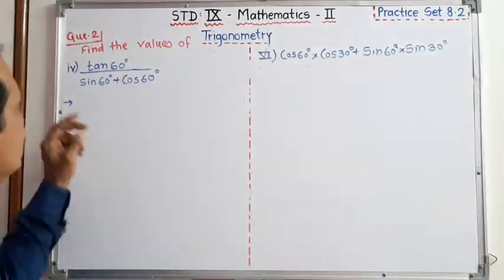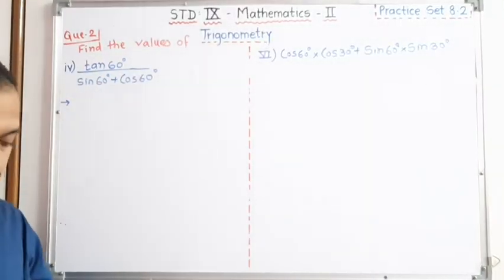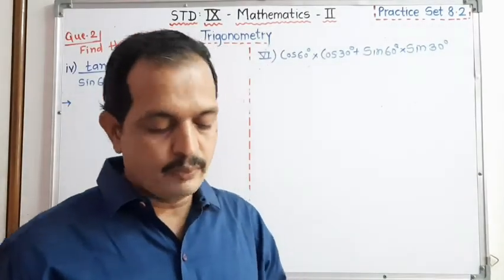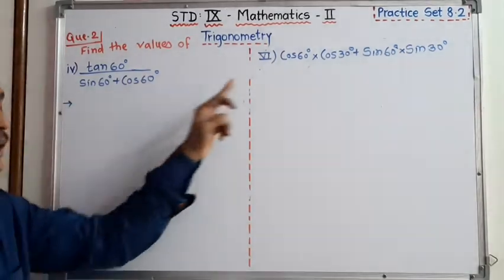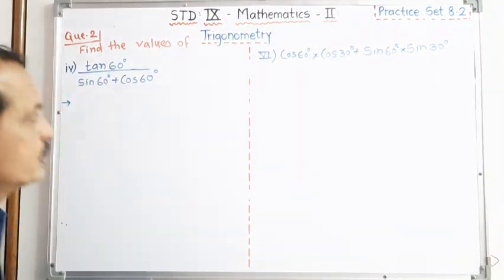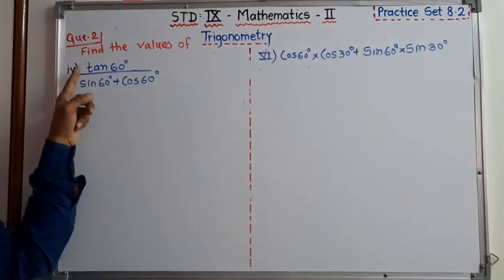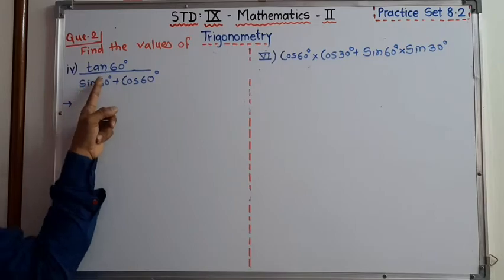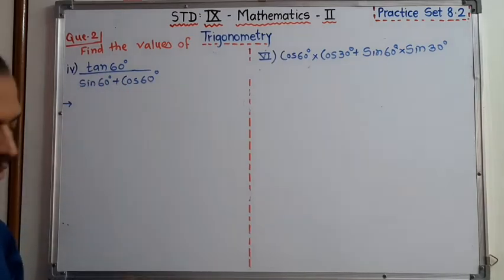Dear student, question numbers 3 and 5 you have to do. Now I will give you question number 4 and the 6th one. Question number 4: find the value of tan 60 degree upon sin 60 degree plus cos 60 degree.